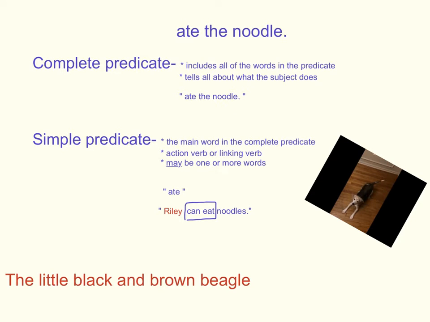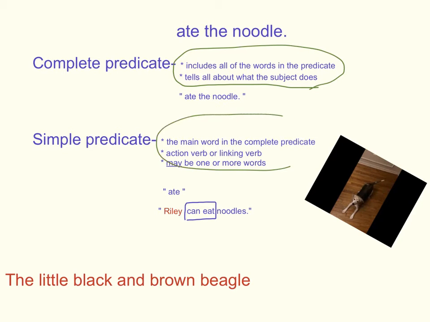If you look for the simple predicate, that is the main word in the complete predicate. It is an action verb or a linking verb, and it may be one or more words. So in this case, it's just one. It's the word ate. It could also be two words if you have a linking verb, in which case you include the main verb and the linking verb. Okay, so if you would like to pause the video right now, that way you can record the definition for complete predicate, which is right here, and then go ahead and record the definition for simple predicate, which is right here.